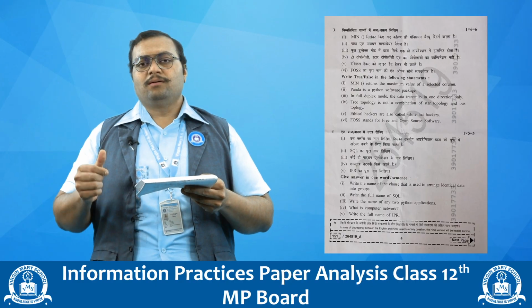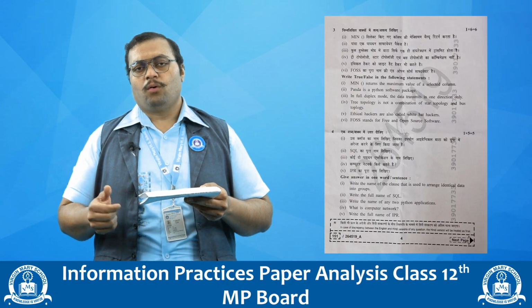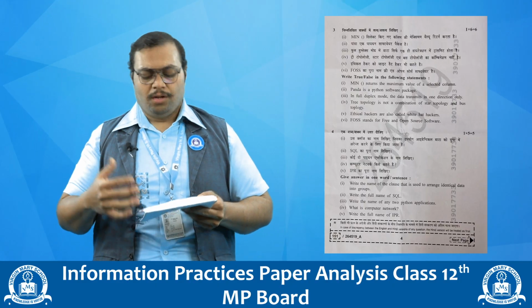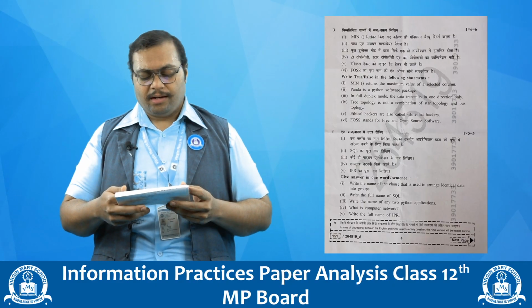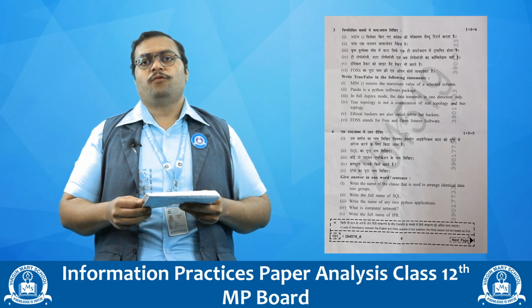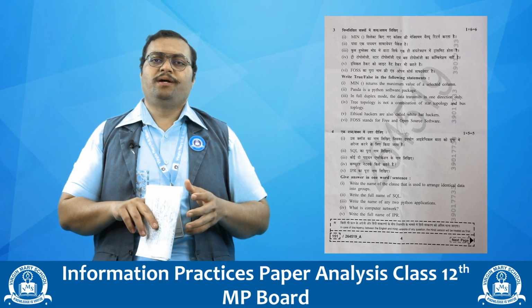Moving on to the next, what is computer network? Obviously, computer network is a group of interconnected computers. So that sort of answer is correct. Last up is IPR. Full form of IPR is intellectual property rights.